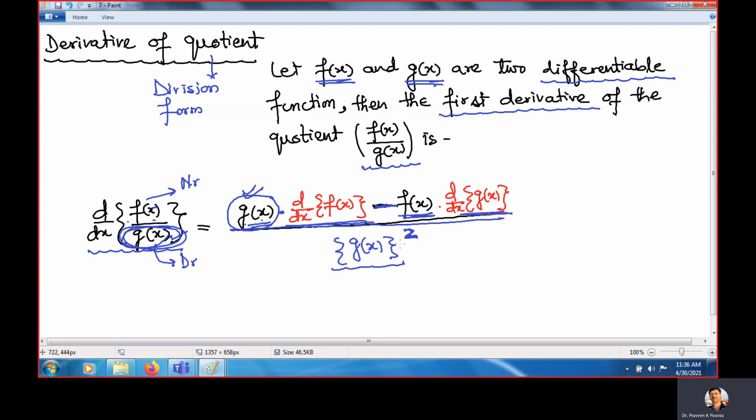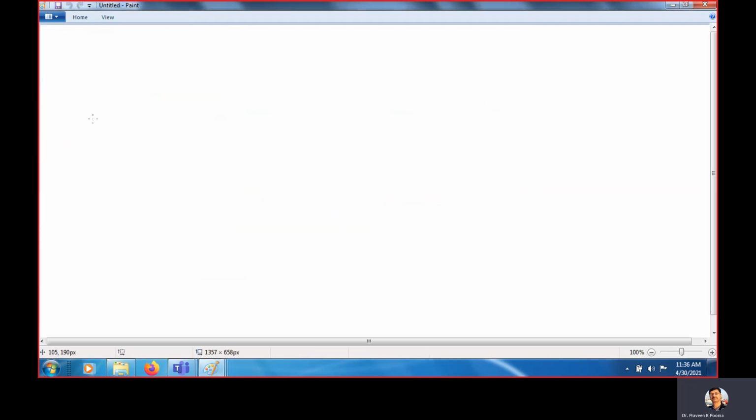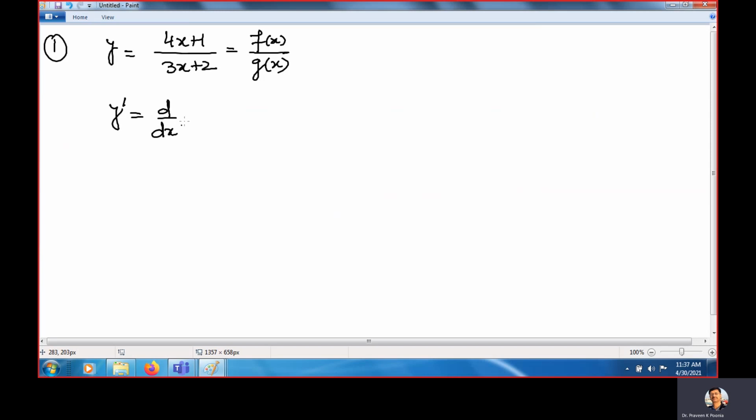This is the formula. This is how we evaluate the derivative of the quotient problem. Like we'll solve 3 examples here. Y is equal to, question is 4x plus 1 upon 3x plus 2. And what is this? This is same as fx divide gx. So what is the value of fx? 4x plus 1. What is the value of gx? 3x plus 2. So y dash equals to d by dx 4x plus 1 upon 3x plus 2.